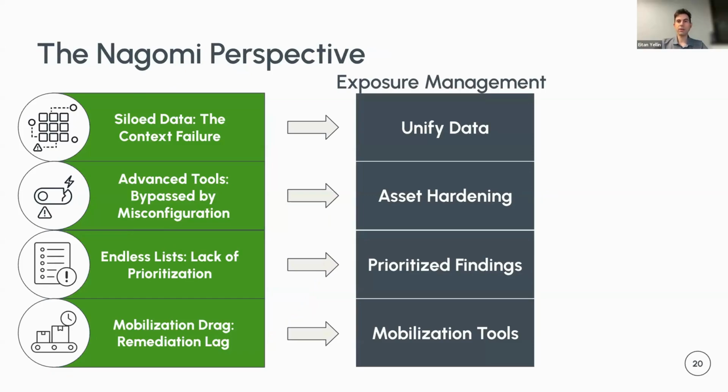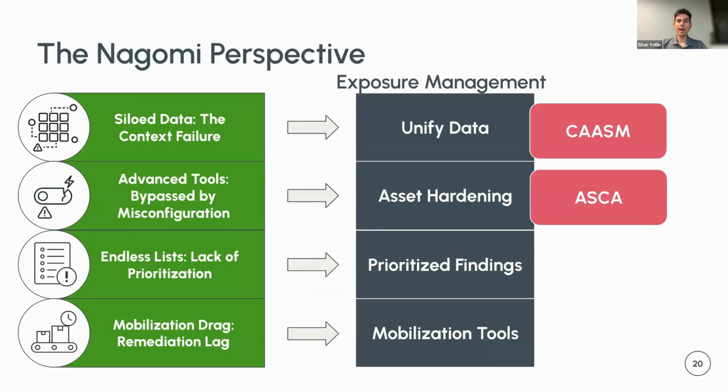Now, at Nagomi, we see the challenge of exposure management a little bit differently than other vendors because of our foundation. Our unique perspective starts with our existing solutions, CAASM and ASCA. Our CAASM solution is the key to solving the crisis of siloed data. We ingest and normalize data from your entire security stack, giving you a unified single source of truth and enabling us to see the full picture and prioritize exposures. Our ASCA solution performs a deep continuous analysis of your security tools and surfaces misconfigurations and coverage gaps. This enables you to plug the holes before the breach happens and significantly improve the resilience of your organization.